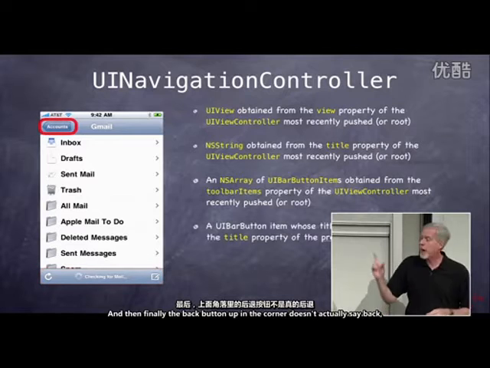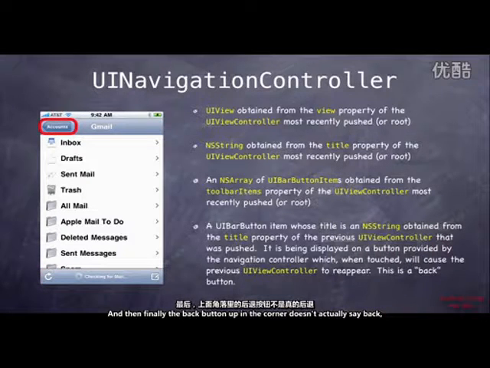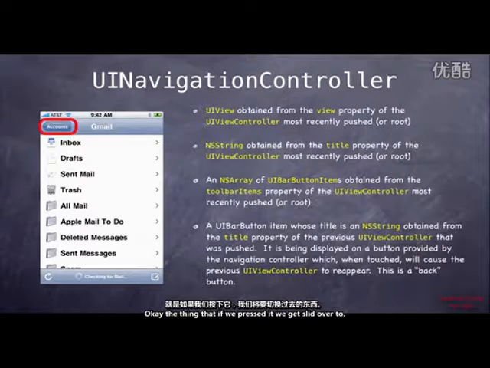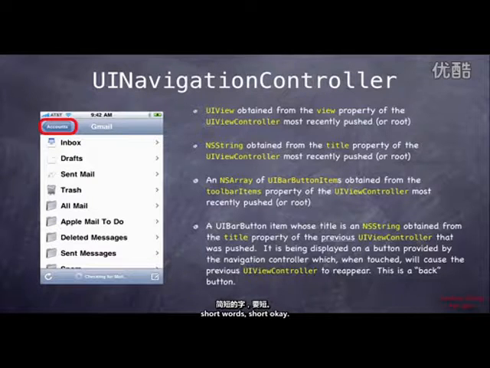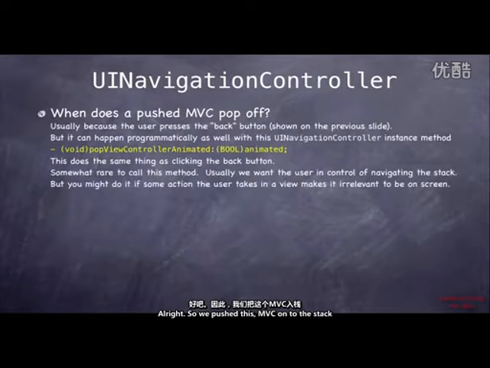And then finally, the back button up in the corner doesn't actually say back. It actually has the title of the previous controller, the thing that if we pressed it, we would get slid over to. That's one reason you don't really want to have long titles. It's probably going to get cut off anyway, but also you don't want your back button to be really long. So titles of view controllers that appear in navigation controllers want to be short words, short.